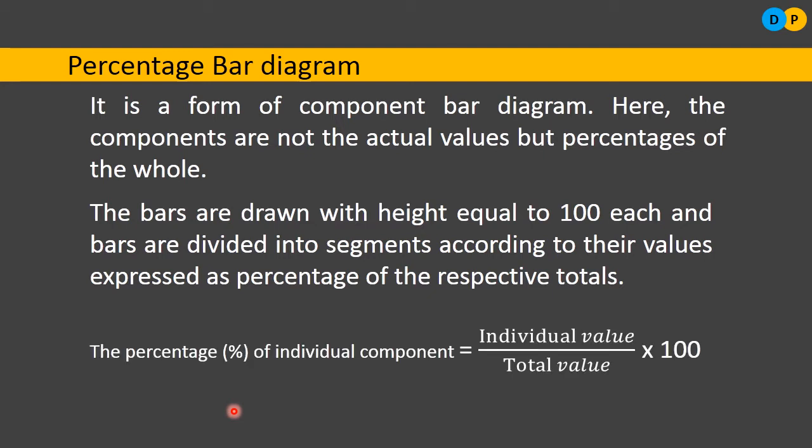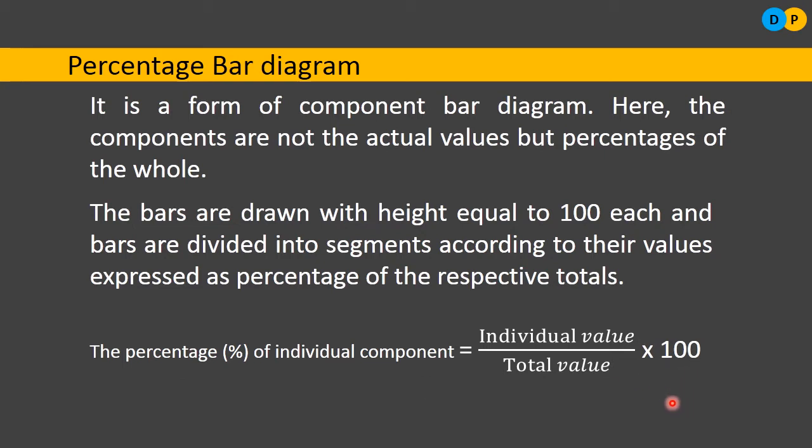Next, how are we going to find the percentage of a particular segment? The entire rectangular bar will be divided into small segments. How are you going to find the length of each segment, or the percentage of each segment? For that we will be using the formula: the percentage of an individual component or individual segment is equal to individual value divided by total value into 100. Why are we multiplying here with 100? Because we want to express the component in terms of percentage, that is 100. Percentage is always nothing but 100. That's why we are multiplying it with 100.